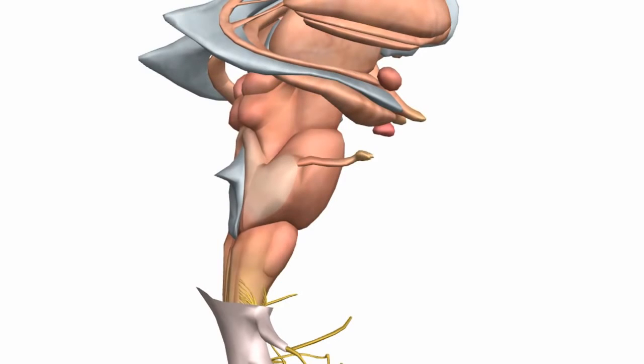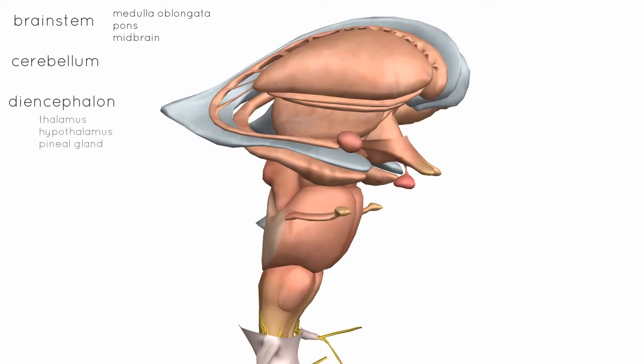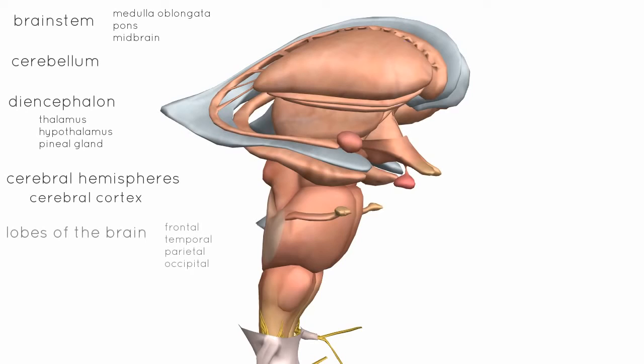So those are the parts of the brain. We've gone through the brainstem, the cerebellum, the diencephalon, which consists of the thalamus, hypothalamus, pineal body. We've talked about the cerebral hemispheres and the cerebral cortex. We've talked about the lobes, and we've talked about the stuff that's contained inside the hemispheres, so the basal ganglia, the limbic system and the ventricles. I hope that's given you a sort of three-dimensional idea of how the parts of the brain relate to each other.